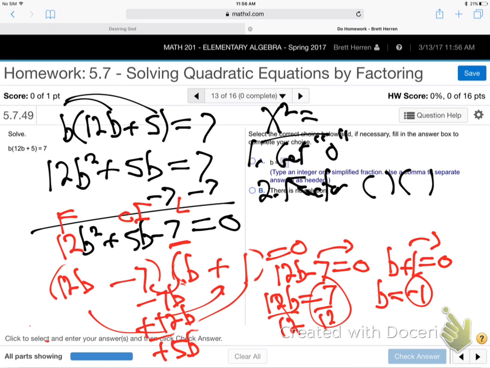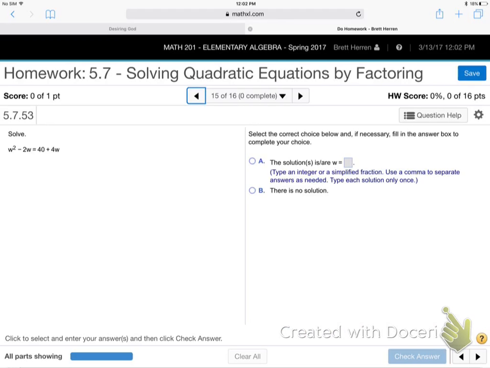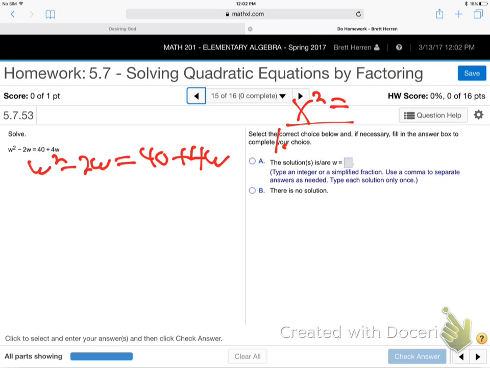Just takes a little time, a little practice. All right, w squared minus 2w is 4d plus 4w. So you've got w squared with an equals. Step 1 is to do what? Get a 0. So you know what you need to do. Make that right side become 0, right? Get a 0 on the right side.